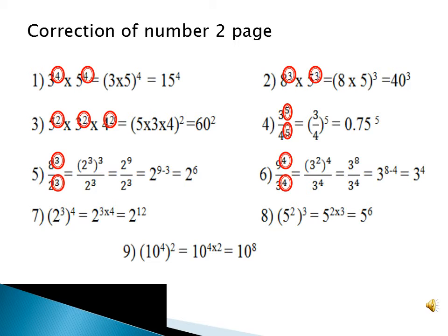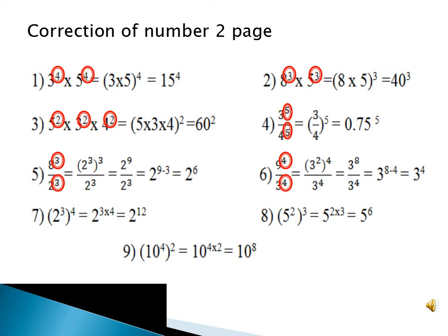The first one, 3 power 4 times 5 power 4. We see that it has different bases and the same power. So as we took in the class, when we have different bases and the same power, we can gather or group the different bases in the same parentheses, and we put for them the same power. So it will become 3 times 5 power 4 equal to 15 power 4.